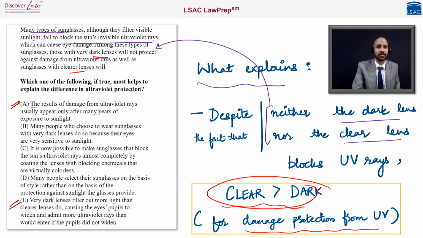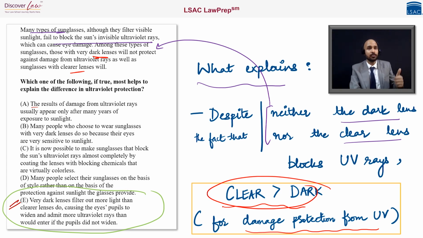Look at option E, which is the right answer, by the way. So let me just strike out A so that you don't get confused. So E is the right answer. It says that very dark lenses filter out more light than clearer lenses do. It filters out visible light, remember, not the UV, because neither of these filters out the UV.